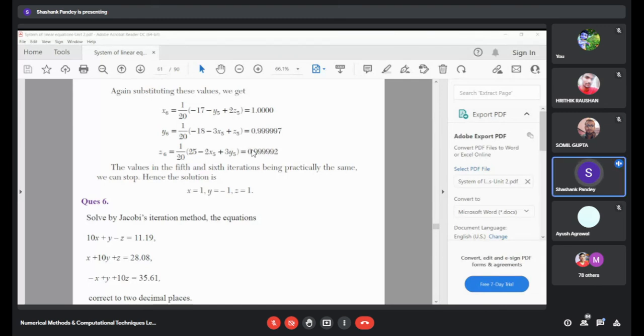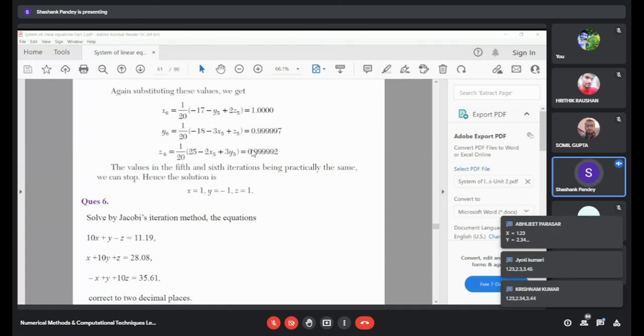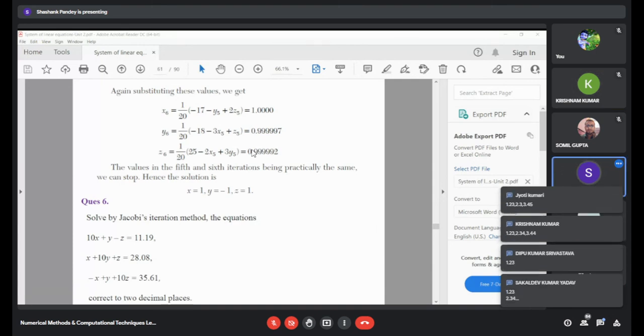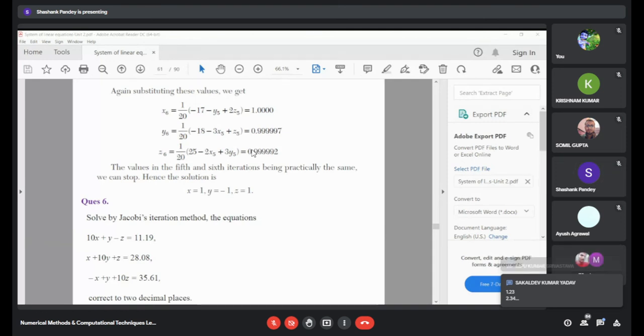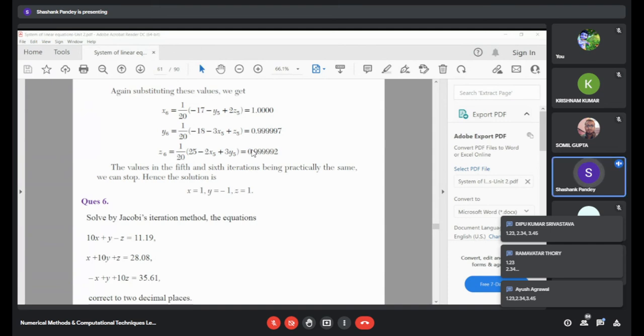But Krishnam is getting the exact answer as 2, minus 1. Abjit is getting it okay. No, sir, Krishnam, that one was by mistake. Okay, that was a mistake. Anyway, you compute it using this Jacobi iteration method. Okay, many of you have given answers. Now you solve it using the Jacobi iteration method.